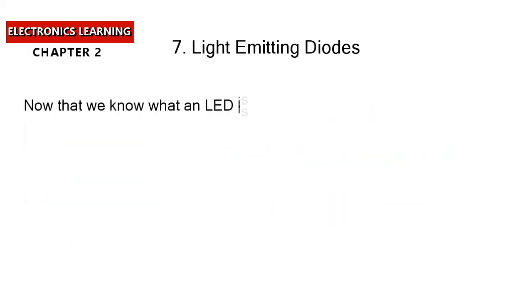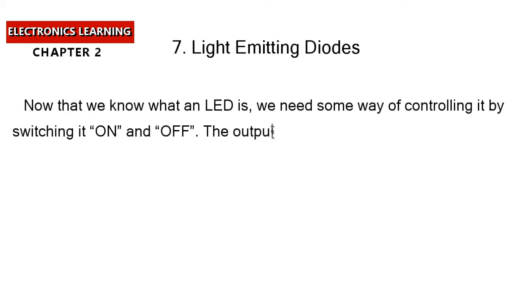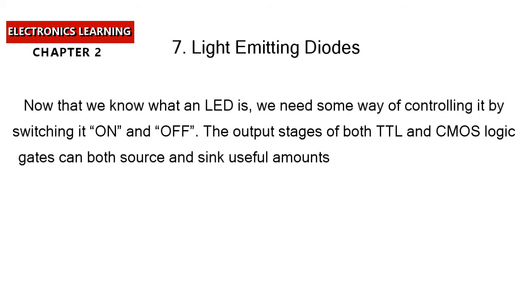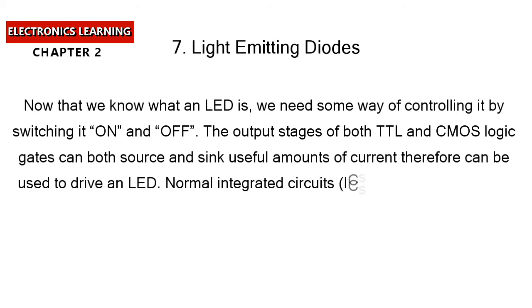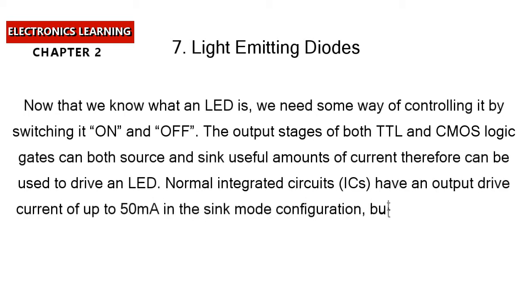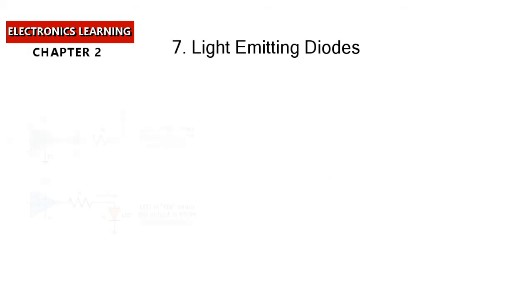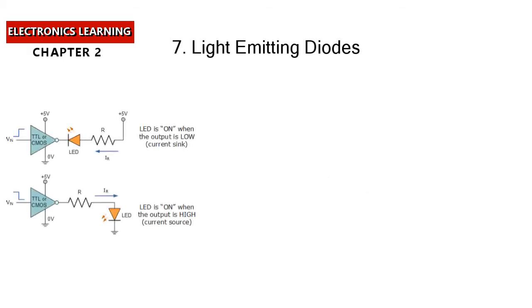Now that we know what an LED is, we need some way of controlling it by switching it on. The output stages of both TTL and CMOS logic gates can both source and sink useful amounts of current, therefore can be used to drive an LED. Normal integrated circuits have an output drive current of up to 50 mA in the sink mode configuration, but have an internally limited output current of about 30 mA in the source mode configuration. IC driver circuit is shown.